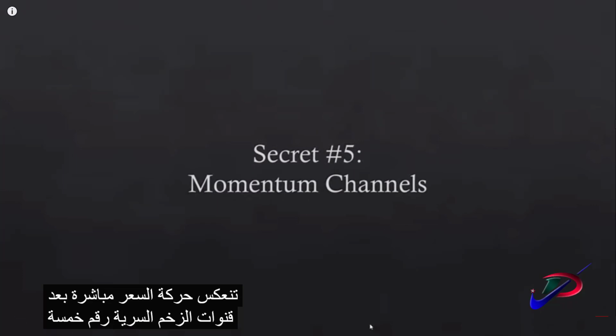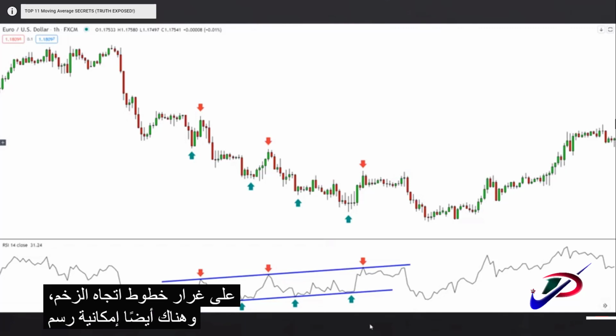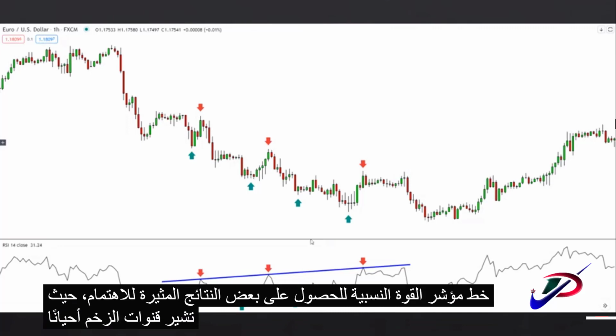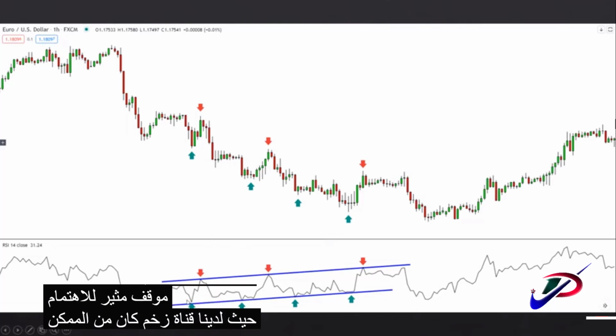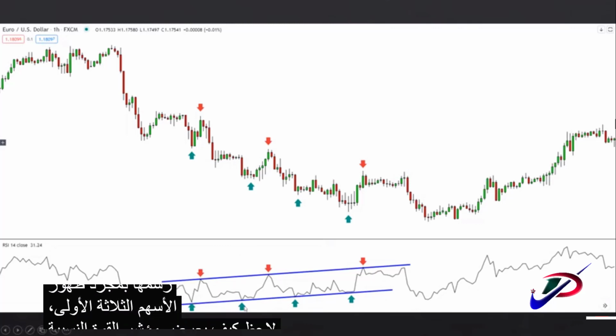Secret number 5. Momentum channels. Similarly to momentum trend lines, there is also the possibility of drawing channels on the RSI line to get some interesting results. The momentum channels will sometimes point to non-obvious reversal points in the raw price action. In this chart, we can spot an interesting situation where we have a momentum channel that could have been drawn as soon as the first 3 arrows appeared.